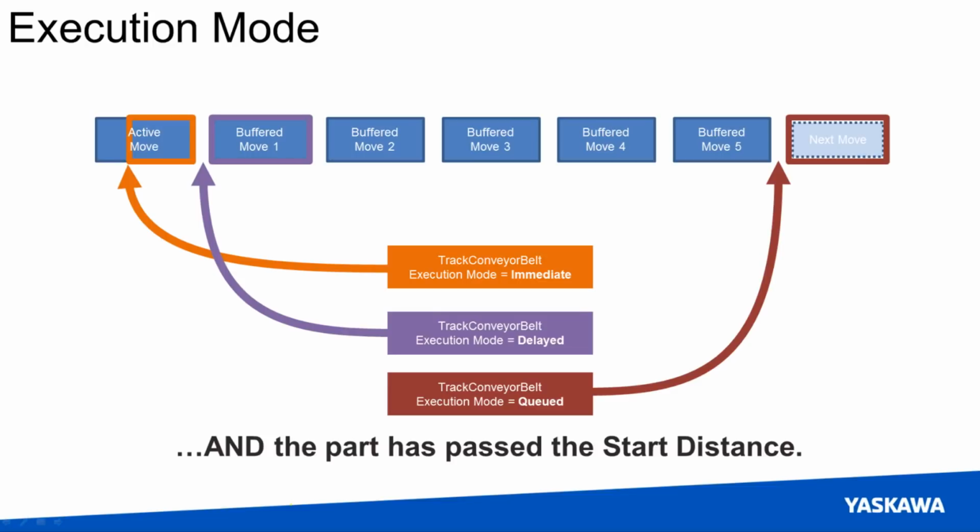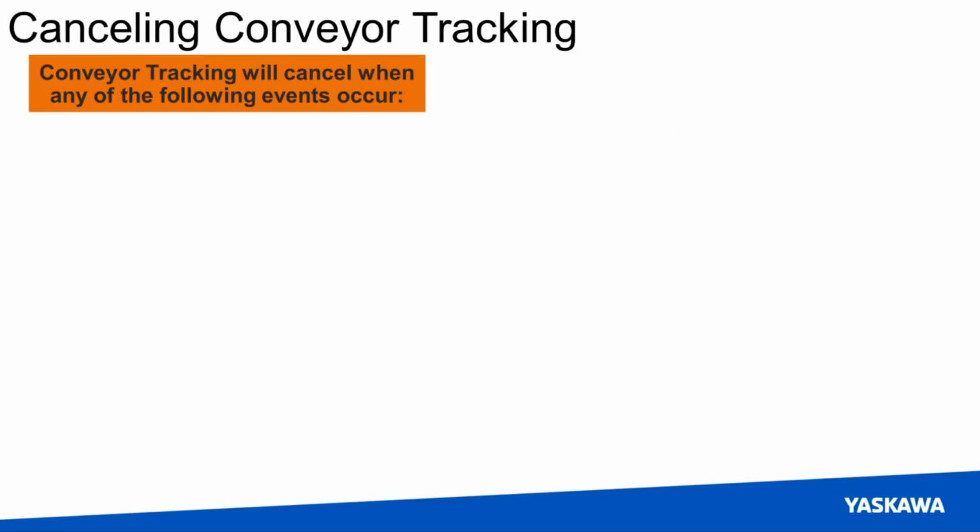So this is our execution mode. It determines when MC Track Conveyor Belt will begin to take effect and when the superimposing of the conveyor position happens. The next thing to discuss is, when will conveyor tracking be canceled? So I've established a conveyor tracking relationship. How do I end that relationship?